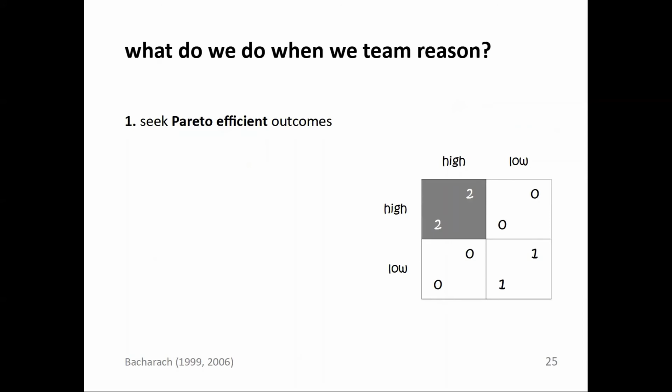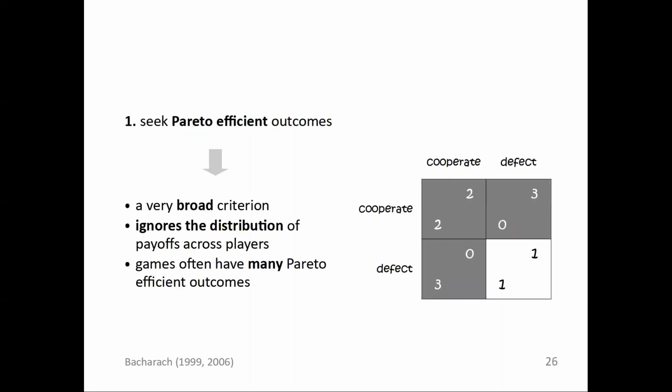The second question which the theory needs to address is, what do we do when we team reason? In other words, which outcomes of the game do we identify as the best outcomes for the team? One suggestion is that team reasoning players seek out Pareto-efficient outcomes. An outcome of a game is Pareto-efficient if no other outcome is possible that could make some player better off without hurting anybody else. In the high-low game, the mutual choice of high prize is the only Pareto-efficient outcome. However, in many games, there are many Pareto-efficient outcomes. And a good example is the prisoner's dilemma.